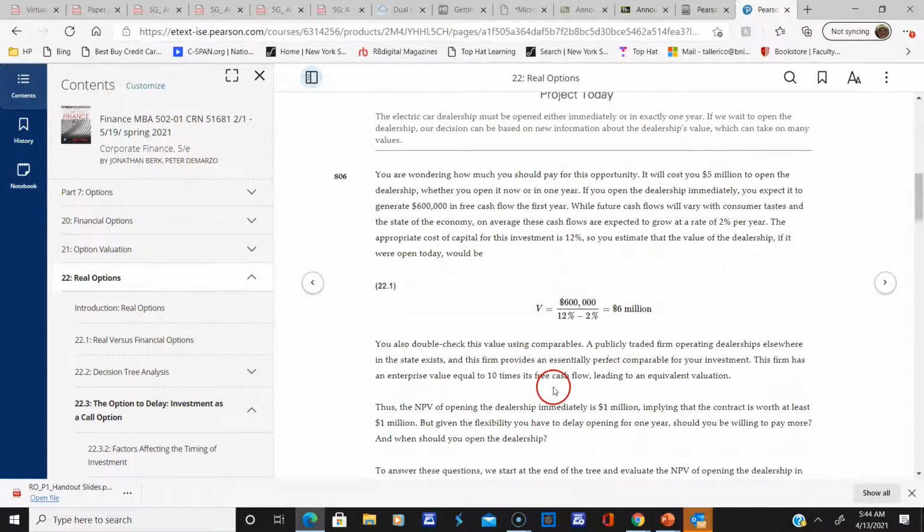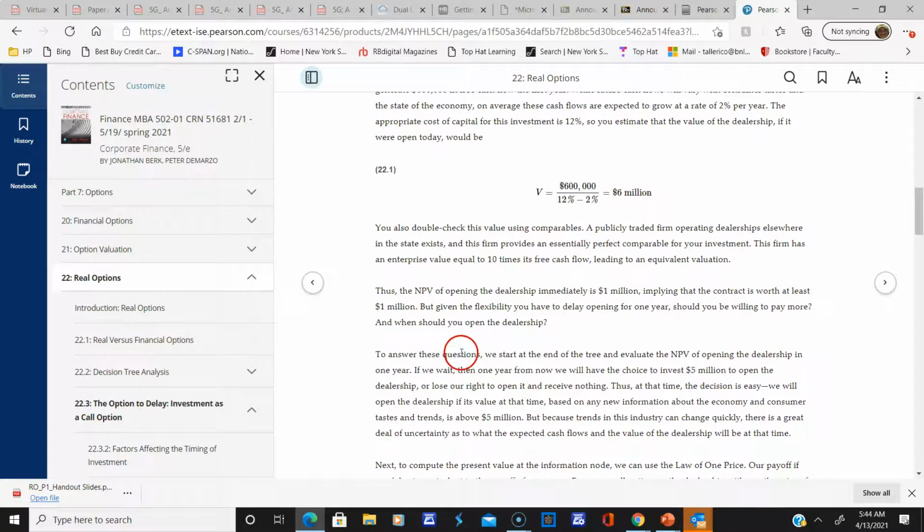So you also double check this value using comparables. A publicly traded operating dealership elsewhere in the state exists, and this firm provides an essentially perfect comparable for your investment. Right, so you're comparing it. It has an enterprise value 10 times its cash flow. So the net present value of opening the dealership immediately is $1 million, implying that the contract is worth at least $1 million. You can see it costs you $5 million and it's got a value of $6 million.